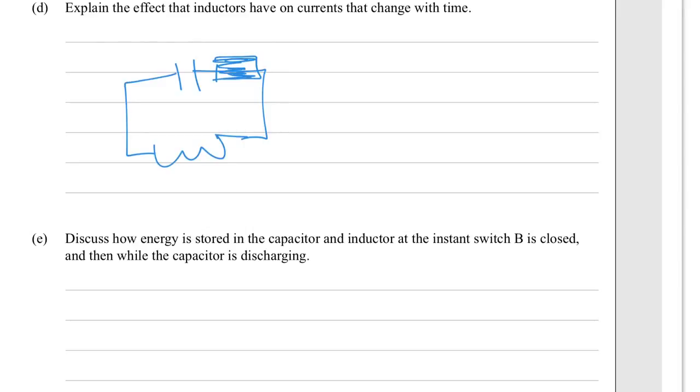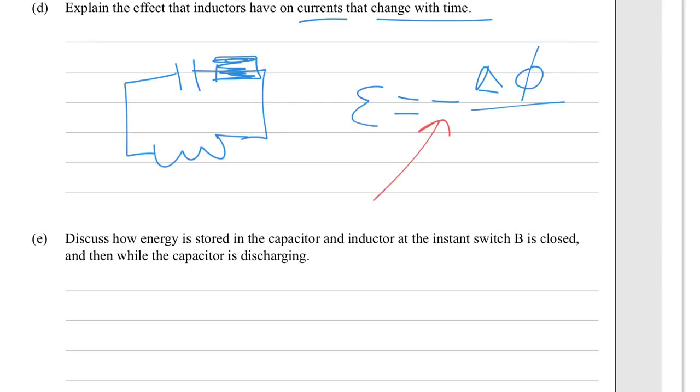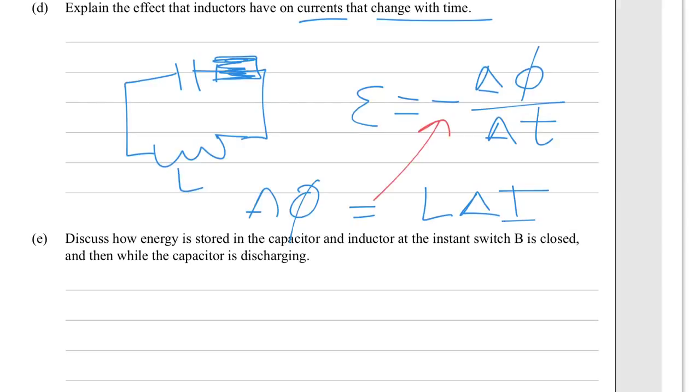Explain the effect that inductors have on currents that change with time. So the inductor, according to Lenz's law, acts to oppose the change that produces it, that's the minus, and then you've got the change in magnetic flux over the change in time. And change of flux is equal to L times the change in current, L being the inductance of the inductor.